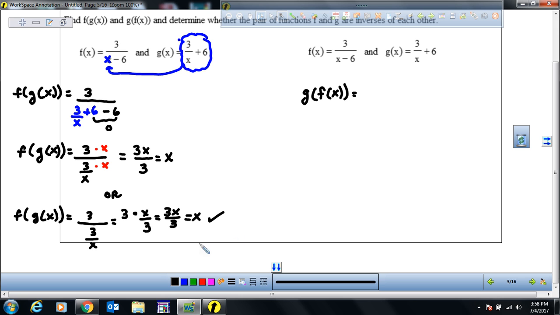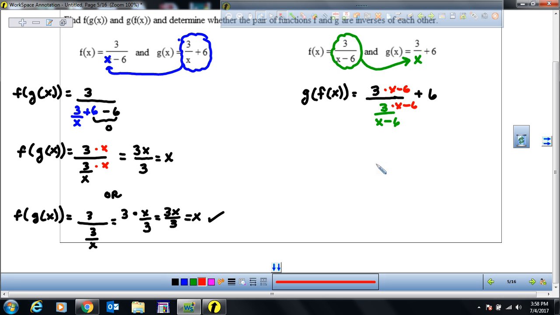But now we need to check g of f of x. What does that mean? We need to substitute the function f, which is this, in the x of your function g, which is down here. So my function g of f is going to look like this: 3 over, and then x, then plus a 6 on the side. But the x is going to become 3 over x minus 6. And then you can do the same thing that I showed you down here. You can do it either way. So I'm going to do it with the complex fraction. To get rid of that denominator x minus 6, I'm going to multiply to this and also here, right here.